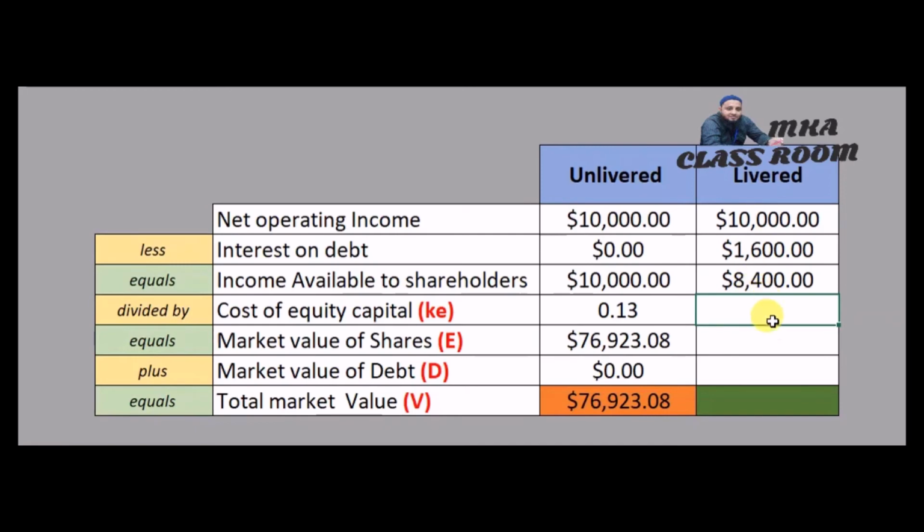8,400 taka. We know that this company's cost of equity is greater than the unlevered company's, because it has debt in its capital structure. That's why the shareholders require a rate of return higher than in the unlevered company. So the market value of the shares is income available to shareholders divided by cost of equity, 60,000 taka, and the market value of debt is 20,000.